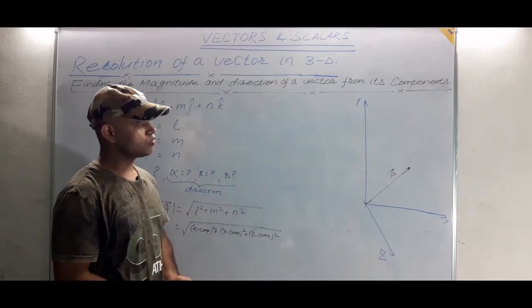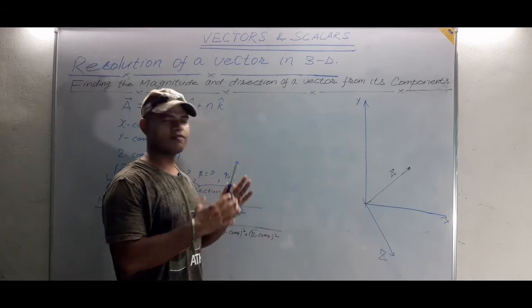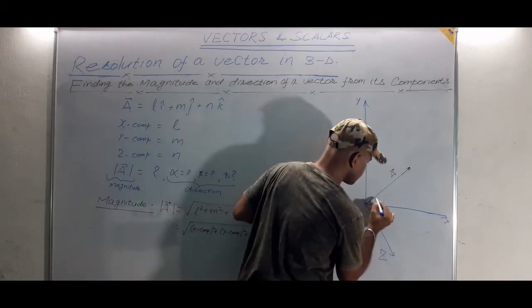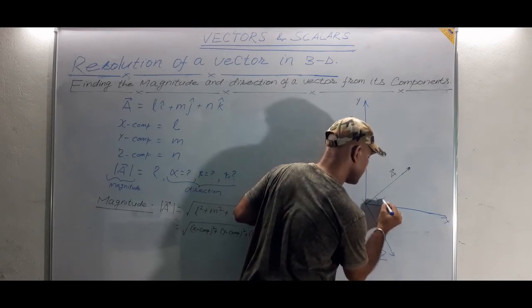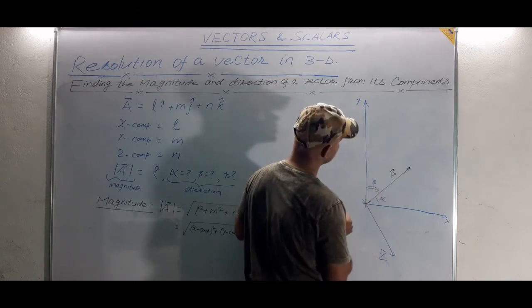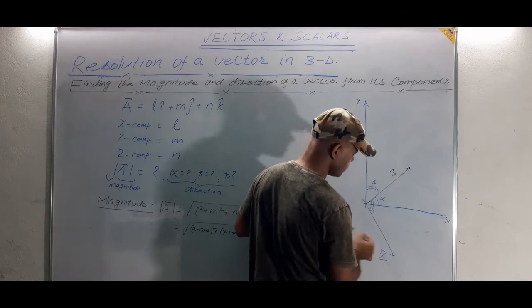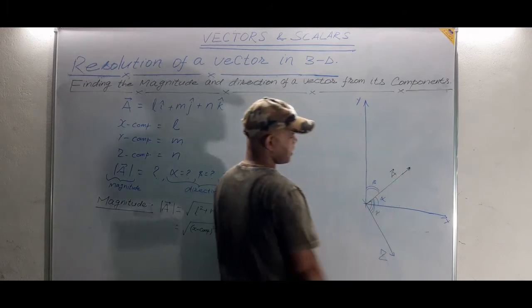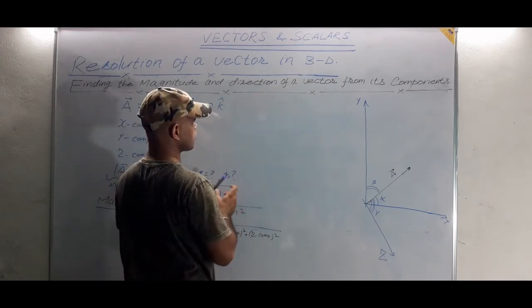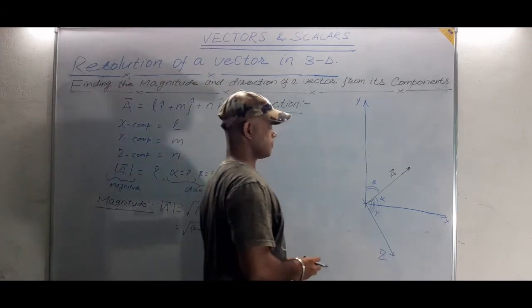So we can find the magnitude and direction from its components, the same way as we did for a vector in two dimensions. Alright, so see here, first of all I am going to calculate angle alpha. Then I'll find angle beta, that is with respect to the y-axis, and then we will find the angle with respect to the z-axis, which we denote by gamma. Alright, so let's find the direction of the vector. First of all, let's find alpha.